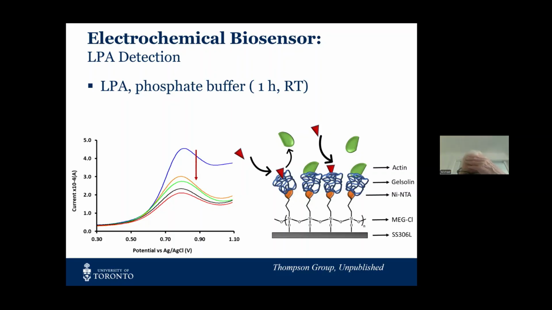Basically, we can do the same gelsolin actin chemistry, replaced by LPA on the surface here, and we can detect a very nice electrochemical signal. This actually works rather well, even in whole serum. And also the detection limit is significantly better than the fluorescence spectroscopy that I talked about a minute ago. It's actually worked quite well.